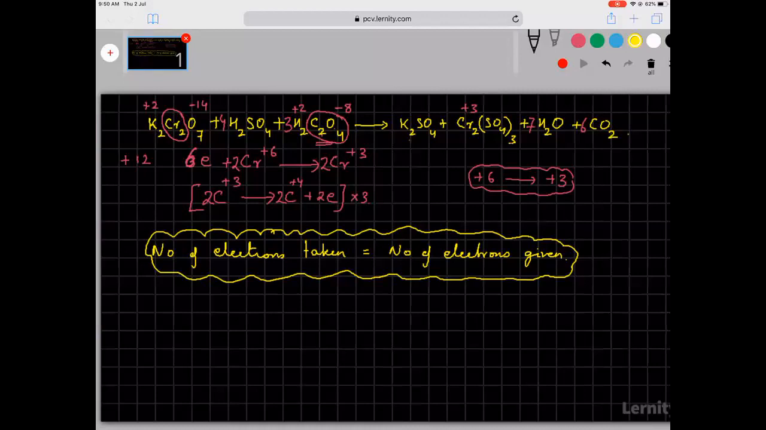Why did I multiply with 3? I multiplied with 3 because if I don't multiply with 3, 2 carbons are giving 2 electrons. So 2 electrons have been given, but 6 electrons have been taken. So I can't see how somebody can give 2 electrons, but I can take 6 electrons. Not possible. So only if somebody gives me 6, I can take 6. So carbon has to give 6. To make carbon give 6, I have multiplied it with 3 times.